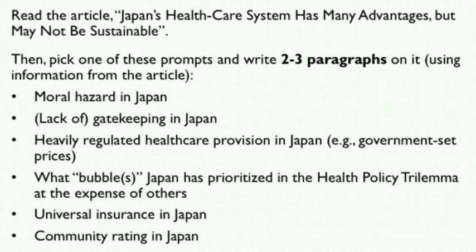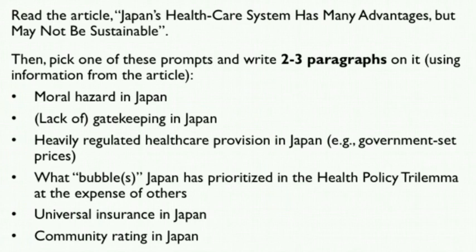Another prompt is to think about the health policy trilemma, where a policymaker wants health, wealth, and equity, but they can't get all three maximized at the same time. So you could talk about which of those three things, I'm calling them bubbles, Japan has prioritized at the expense of the others. You can also talk about universal insurance in Japan. The article talks about the fact that everybody is insured and how they're insured.